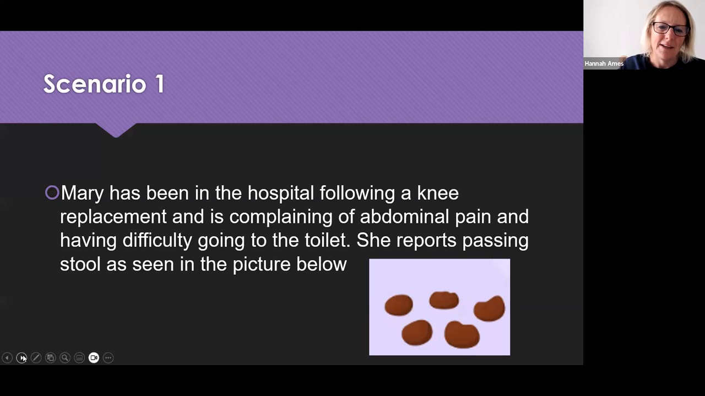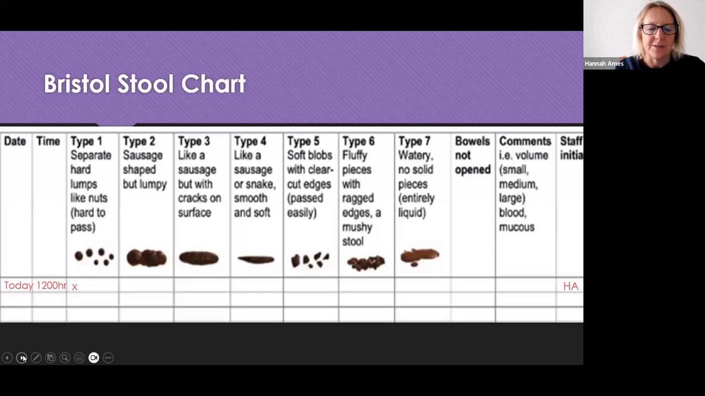So here we've got Mary. She's been in hospital following a knee replacement and is complaining of abdominal pain and having difficulty going to the toilet. She reports passing the stool as seen in the picture below. So the first thing we're going to do is go to our Bristol stool chart, and we need to correctly identify where that picture of the stool and the clinical information you've got, where that patient is. So I've put Mary down here as a type 1, so separate hard lumps, like nuts, and hard to pass. So we're just going to put a cross in the box.